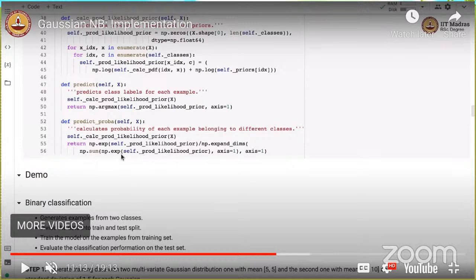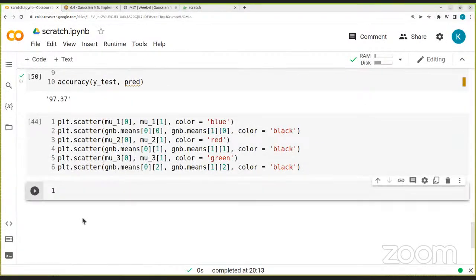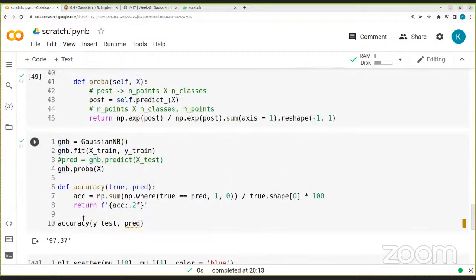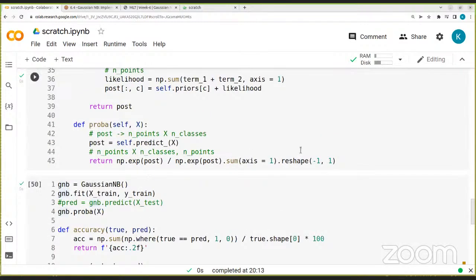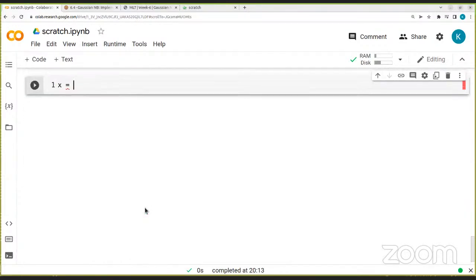So the denominator is the sum of the posteriors for all classes. Yeah, see, this expand dimension is actually nothing. It's very simple, so you don't need to do that. Instead of expand dimension, as Anand was mentioning, you can do reshape, and that works. That's what I have done here. That's much easier. So let me clarify the expand dimension part.